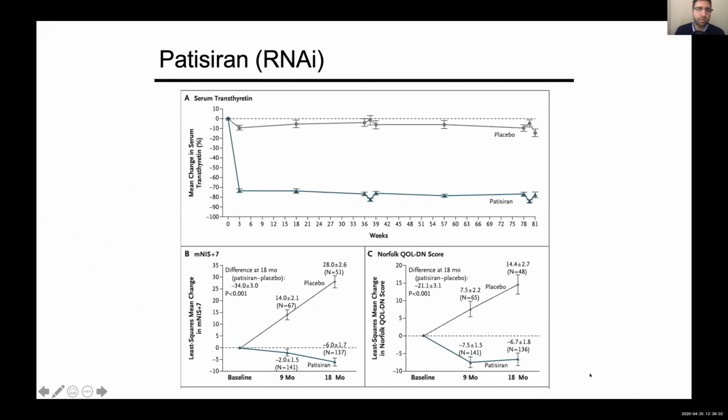Same thing with patisiran here. You can see the dramatic drop in the TTR level, up to 80%. And then you can also see the effect on the neuropathy, improvement in the neuropathy, and the quality of life.